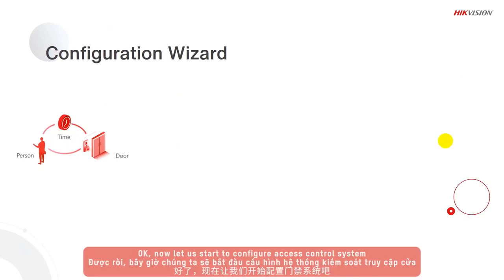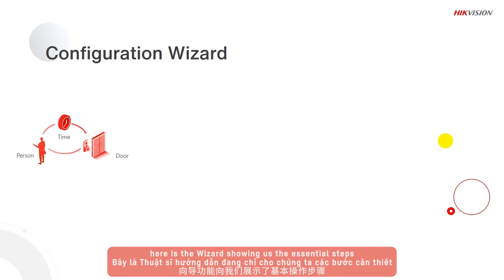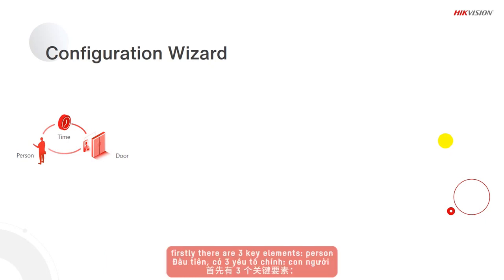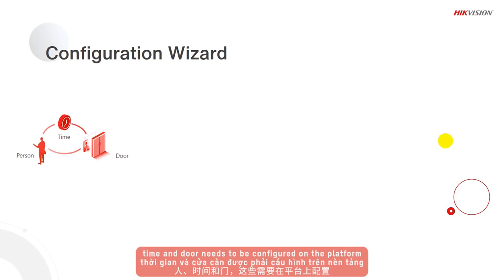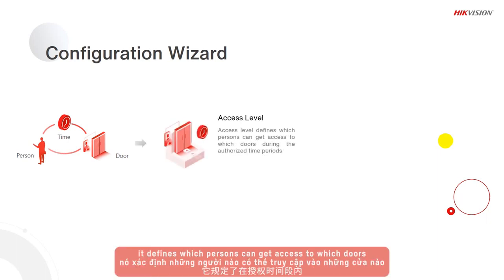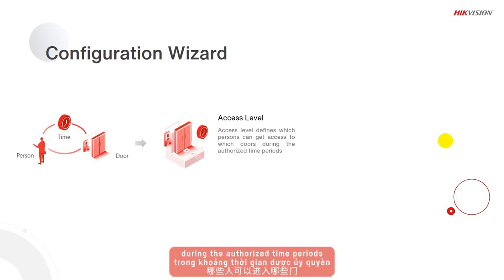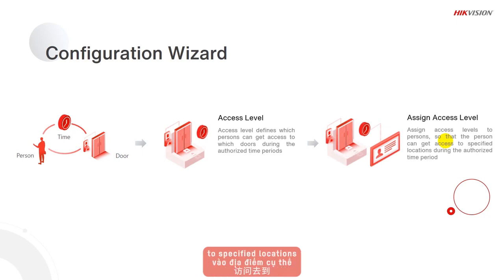Okay, now let us start to configure access control system on HikCentral Professional. Here is a wizard showing us the essential steps. Firstly, there are three key elements: person, time, and door, that need to be configured on the platform. Then go to access level. It defines which persons can get access to which doors during the authorized time periods. Finally, assign access levels to persons so that the persons can get access to specified locations during the authorized time period.